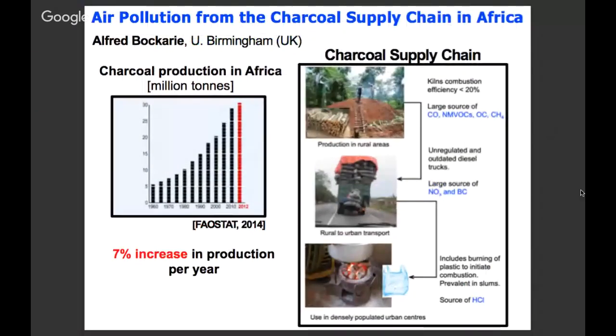I'm not Alfred, it's my student, but unfortunately he couldn't be here. So I'm going to be standing at his poster on his behalf. Charcoal production and use is increasing at a rate of 7% per year in Africa. And so it seemed vital to try and understand what the impact might be on air quality and climate. And so what Alfred has done is he's developed an emission inventory of the charcoal supply chain in Africa and is embedding it in GEOS-Chem to try and answer these specific questions. So if you want to find out more, please stop by his poster.